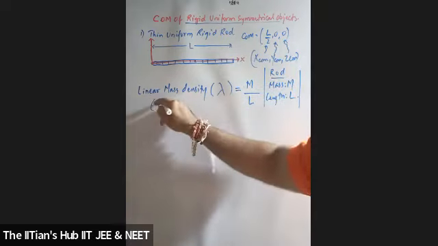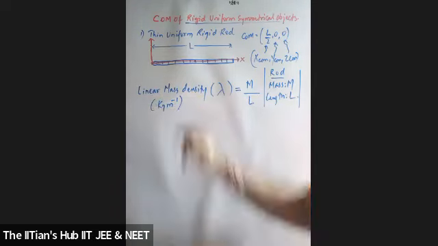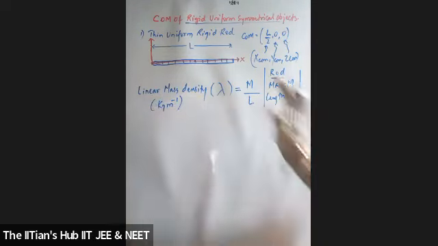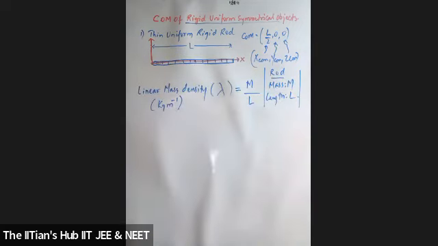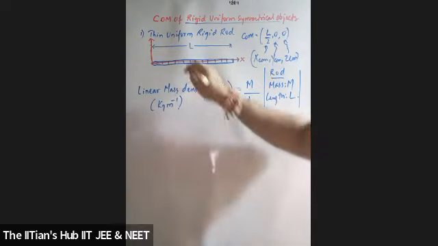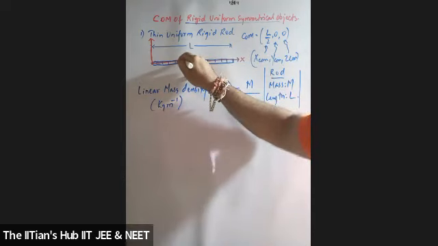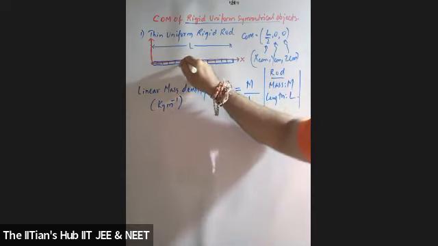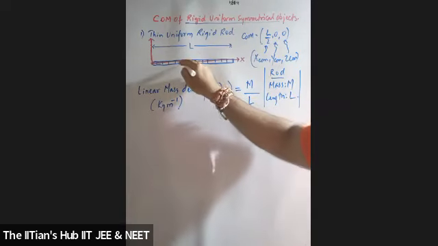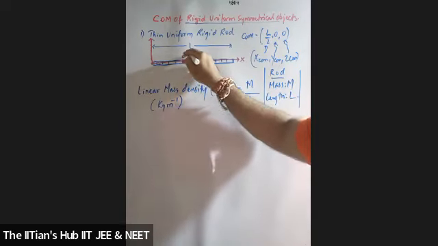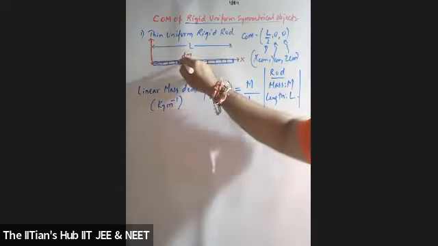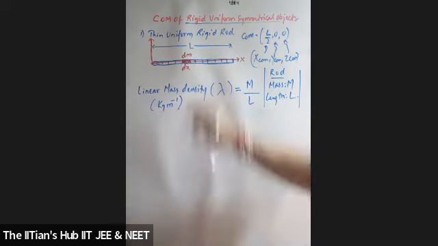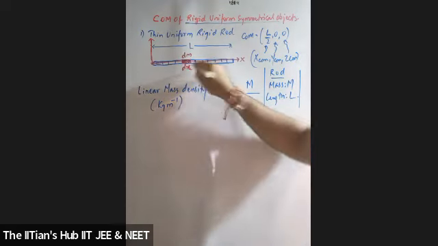What exactly will the unit of this be? Kilogram meter inverse. So this lambda will be constant throughout, students. Mass per unit length is constant throughout the length of the rod. So if I take even a small section of this rod, the smallest part, let the smallest part be dm. What is its corresponding length? dx. Corresponding length is dx.